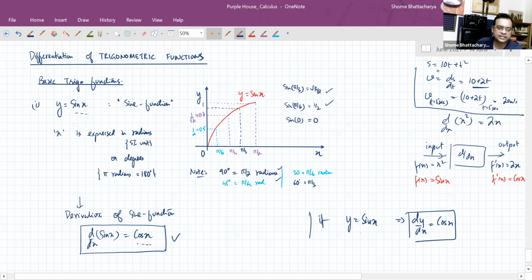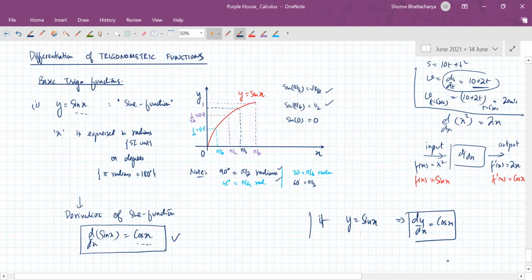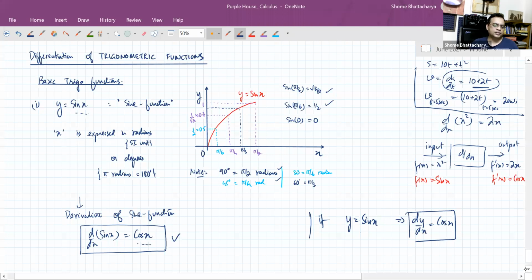So in general, when we say derivative of a function, we mean ds by dt in this case, or dy by dx in this case. But if I say, what is the value of the derivative at x equal to something like pi by 4, then that is nothing but cos pi by 4. Okay, so hope the point is clear, beta? Yes, sir.